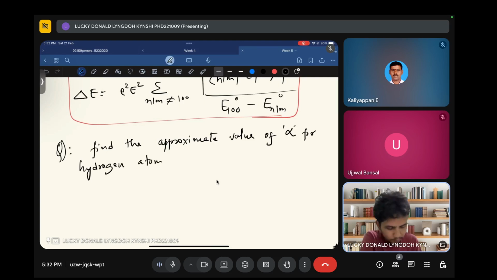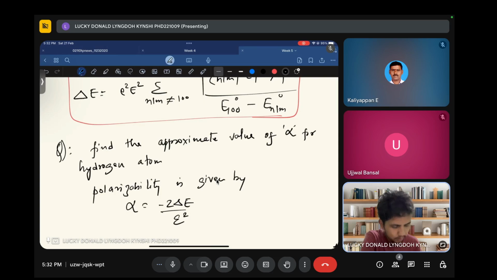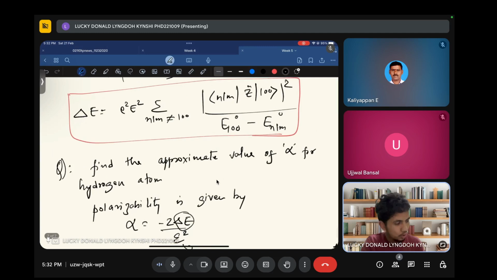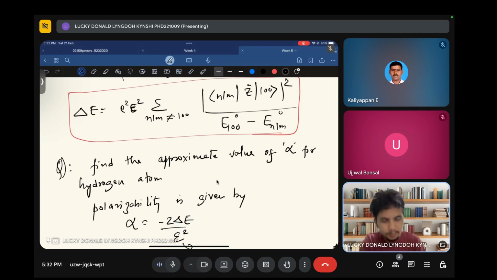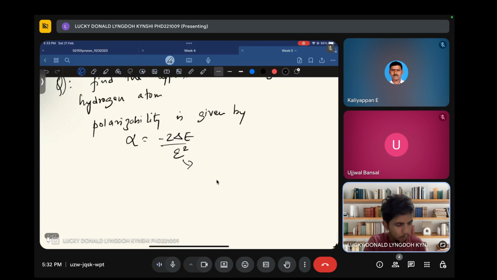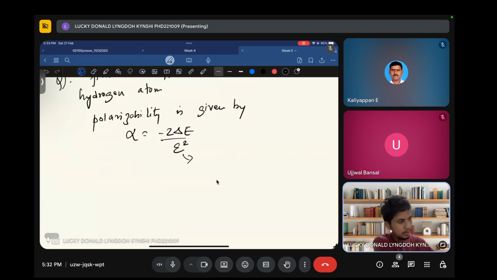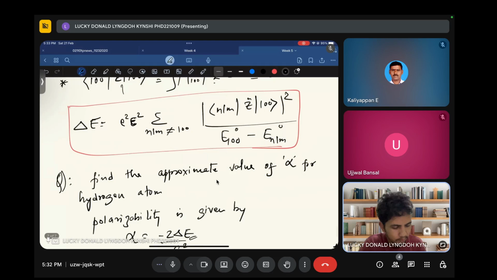Okay, that means polarizability is given by alpha is equal to minus 2 delta E divided by electric field square. Okay, this is the electric field, and this delta E is energy. Let me make sure that this is epsilon, which is the electric field, but this capital letter E is the energy term. So when we solve, your alpha purely depends on delta E. Your delta E is given by this equation.